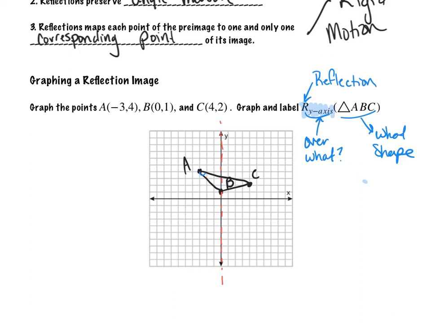Right, so if I look here, I'm 1, 2, 3 away. So I'm going to go 1, 2, 3 away over here and get A prime. Here, look, I'm 1, 2, 3, 4. So I go 1, 2, 3, 4 away. Get C prime. And then B, because it's on that axis, I'm going to keep B right there. And then I have my reflection.